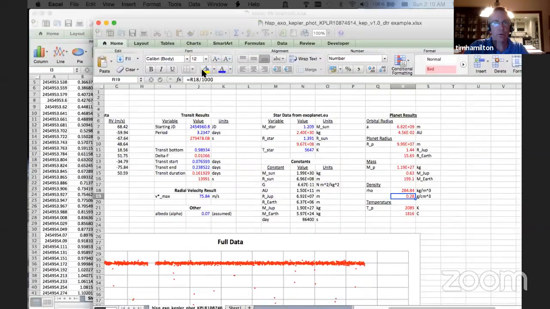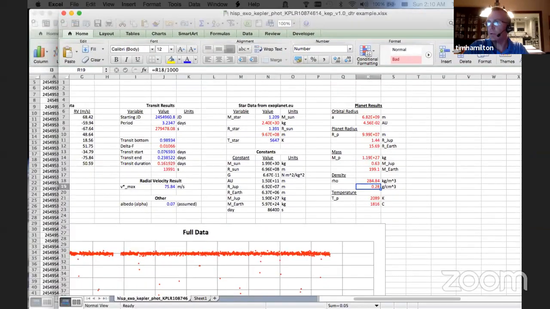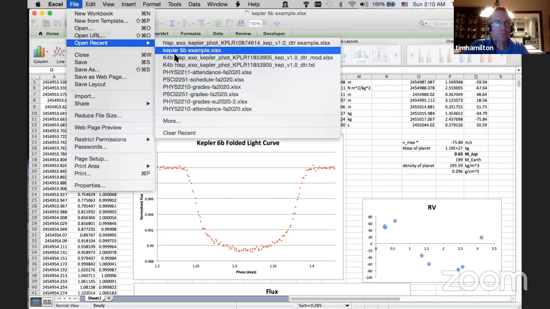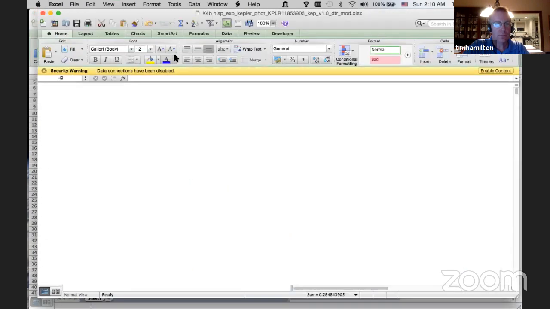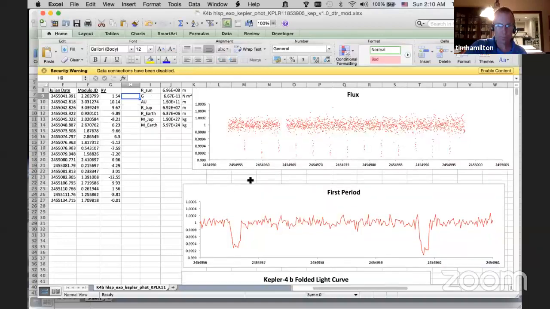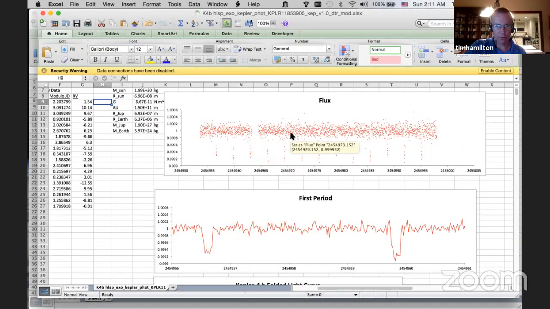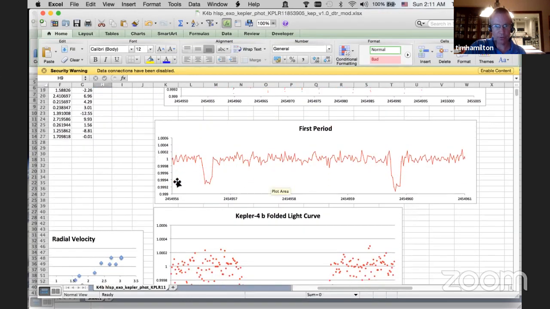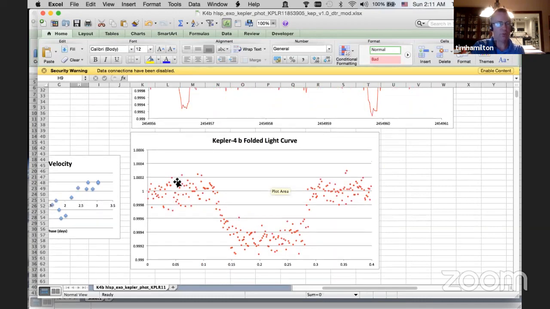Let's see. That's not it. Okay, here we go. This is what I did for Kepler 4b. All right, so there's the flux, the entire time series, light curve. Here I narrowed it down to just the first period, and I was able to get the folded light curve like this. Now that doesn't look anywhere near as nice as what we got for Kepler 6b, but it's data. We can still make it out.